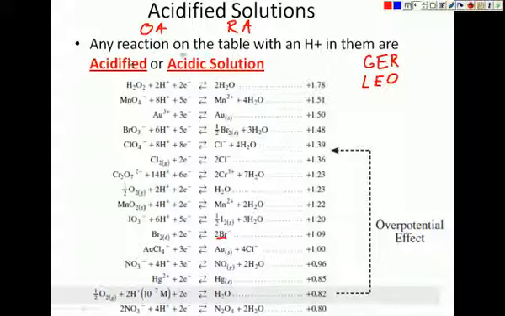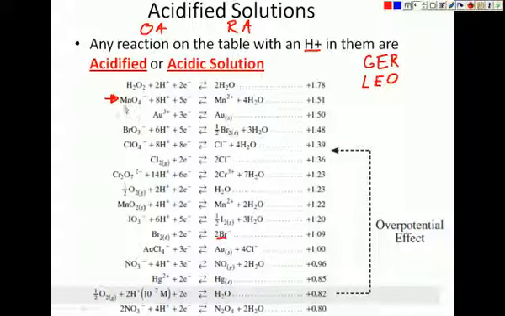Now, some particular half reactions require the presence of H+. We can find many of these, and I've taken a small sample of our standard reduction potentials table. Let's take a look at this one right here. We have MnO4. This half reaction will only occur in the presence of an acid.